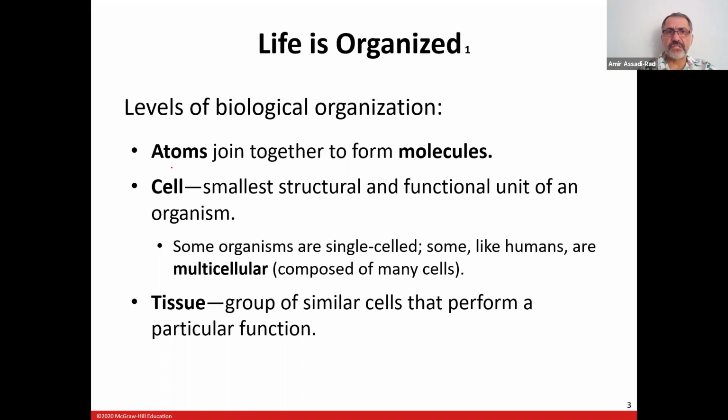So when atoms get together, they form molecules, like a molecule of water. Water, as you know, is made up of hydrogen and oxygen. Only those two atoms make up the molecule of water. And the molecules get together and make up cells. And cells are the smallest structural and functional unit of an organism, based on your textbook.